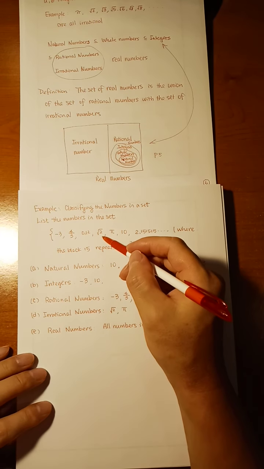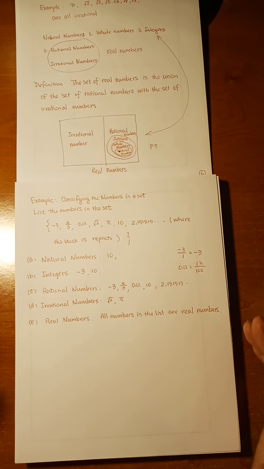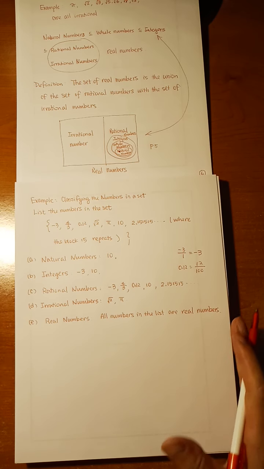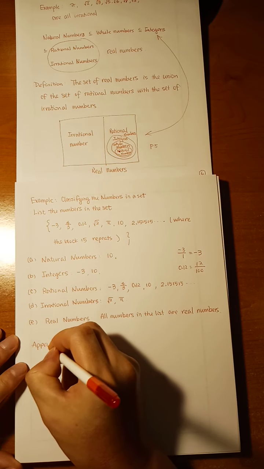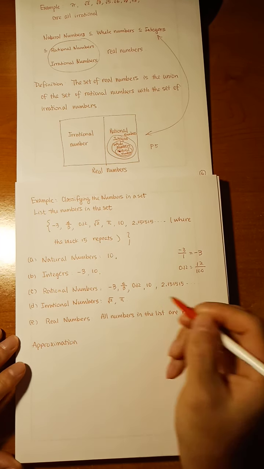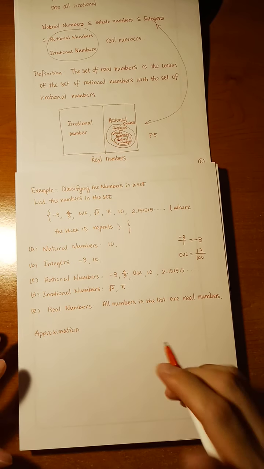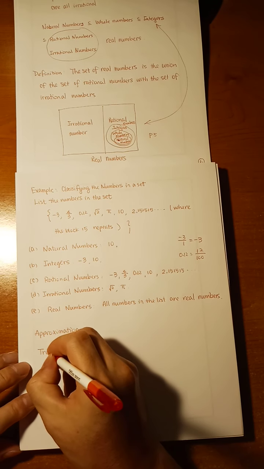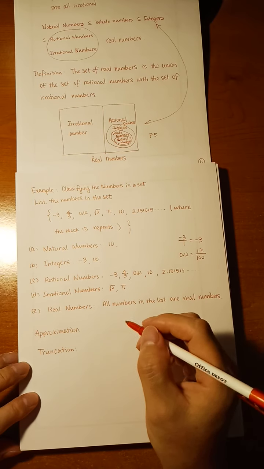To talk about the irrational number, it's an infinite decimal number, but an infinite decimal number is hard to apply. So we want to get some approximation. For the approximation, we have two methods. One is called truncation. The other one is called rounding.